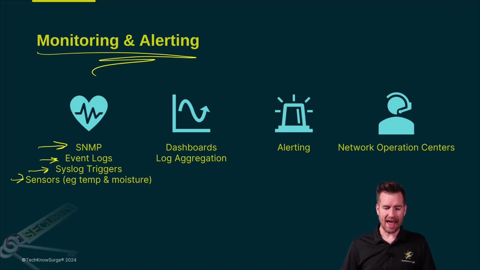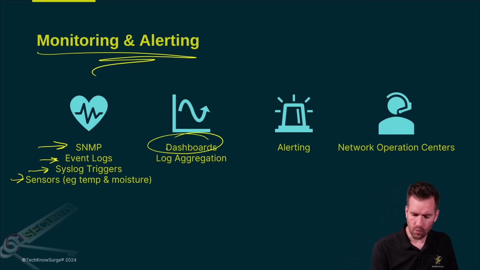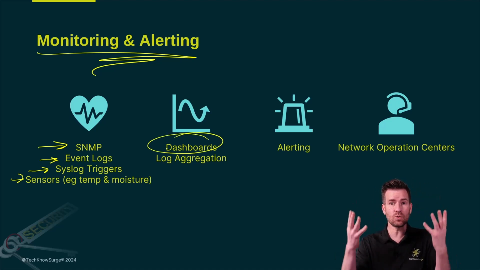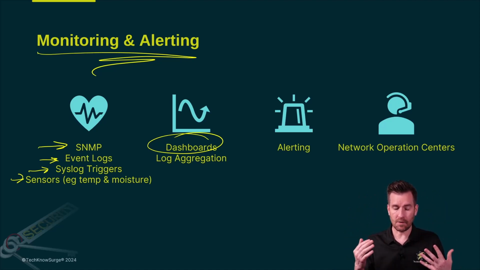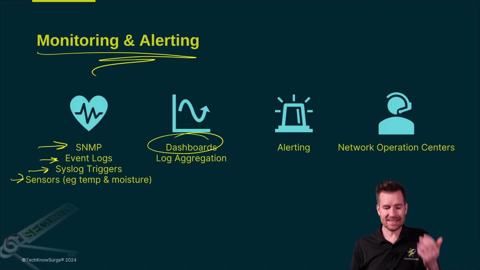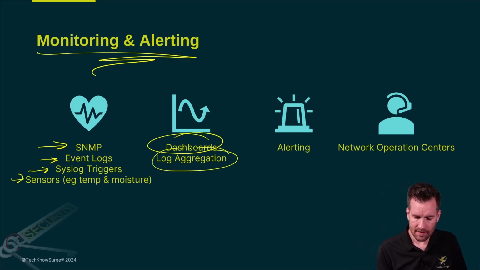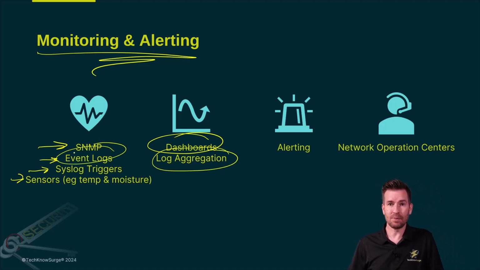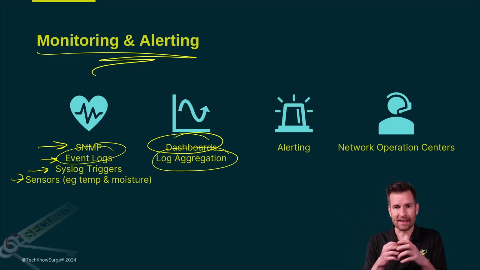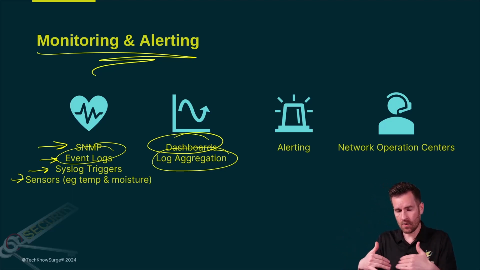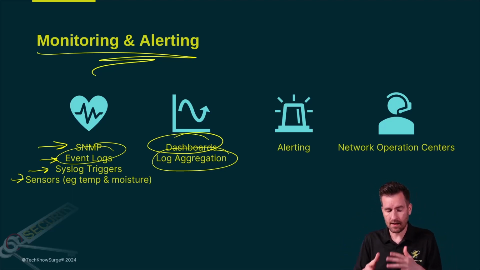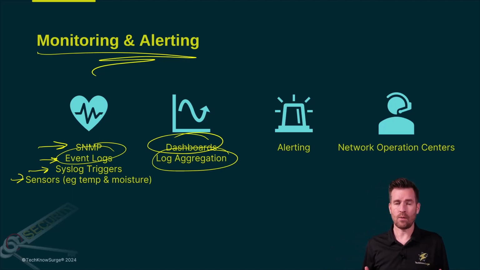What is nice to have is something like a dashboard, which puts it all together so we have a visual representation of what's happening on our network and with our different pieces of equipment. It uses things like log aggregation, where it takes the event logs and brings them all into one spot. It aggregates all those logs so that we can identify if things are going awry on our equipment and on our networks.